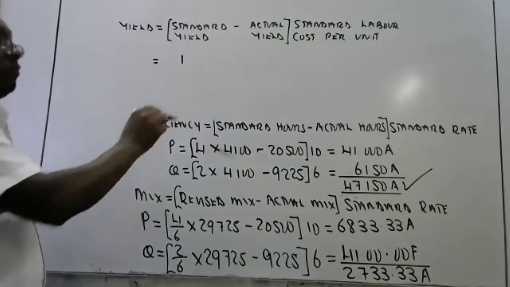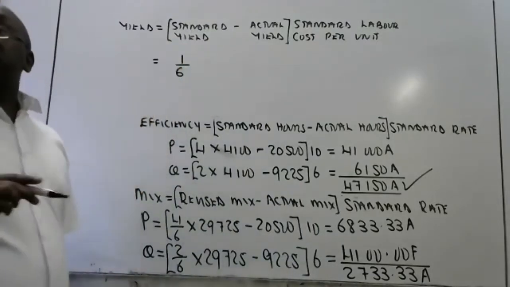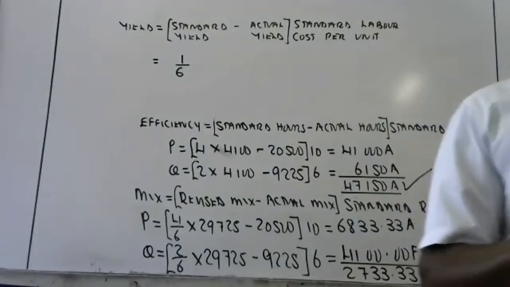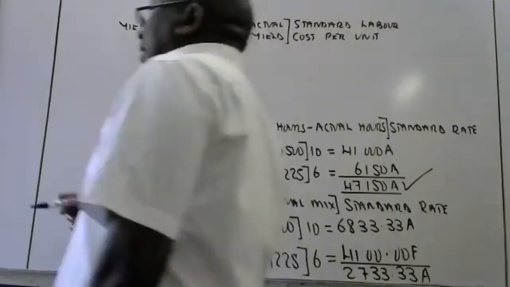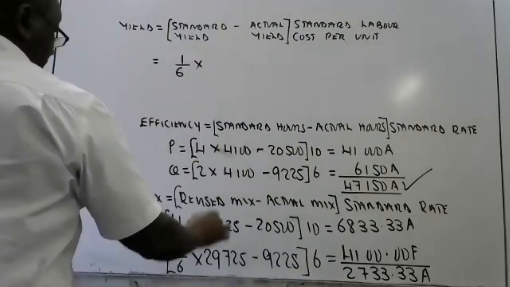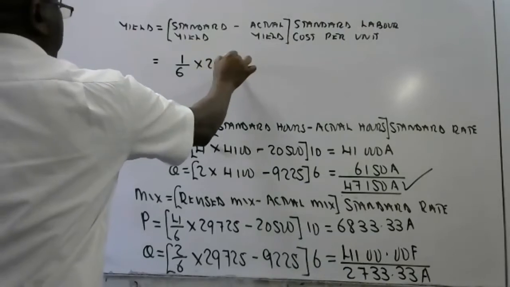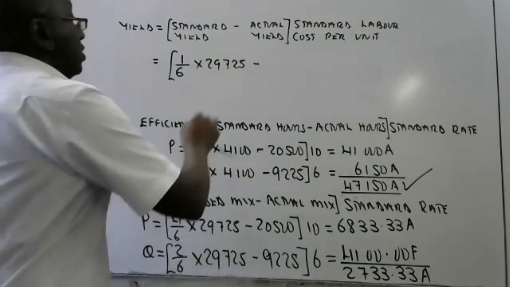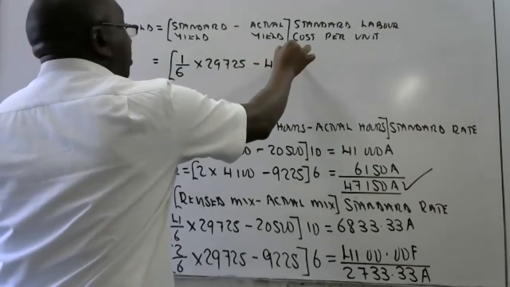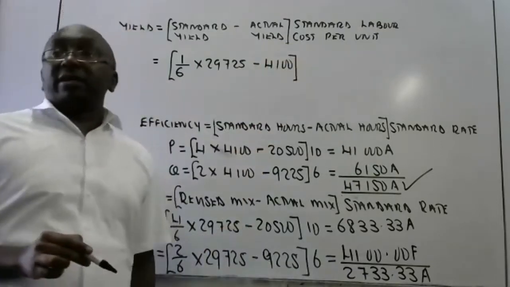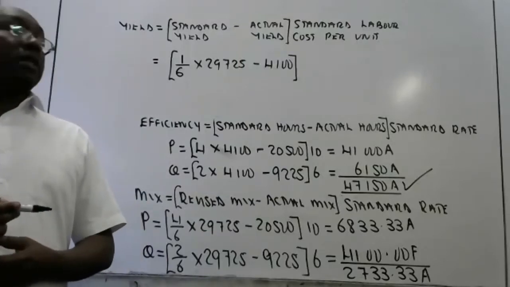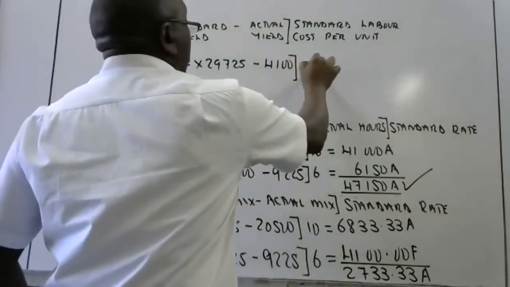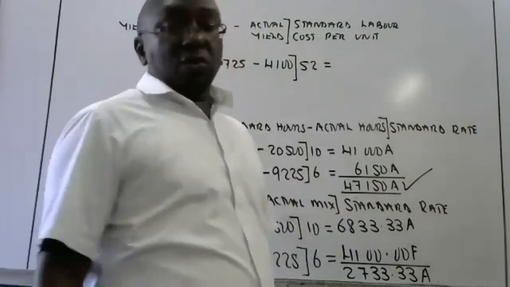Na hii ilipatikana after tulikuwa tumeweka 6 hours. So if you divide 1 by 6, that tells you how many units you are able to get for every 1 hour. Now multiply this by the actual hours, 29,725. You minus the actual. The actual yield is 4,100. And the standard labor cost was 52.